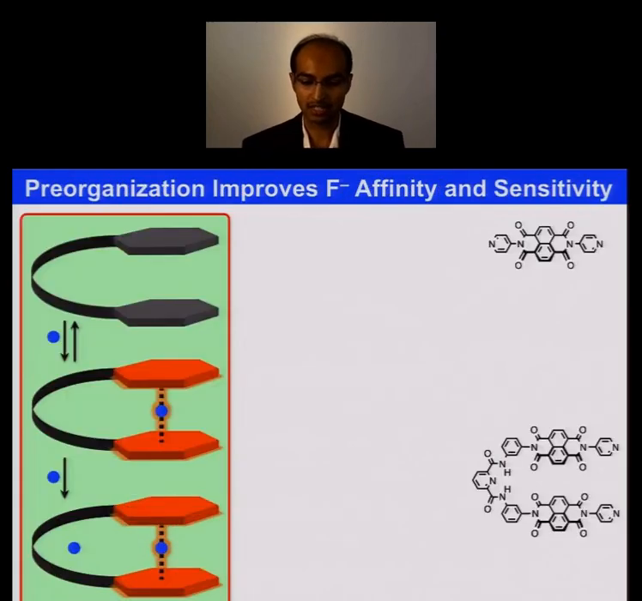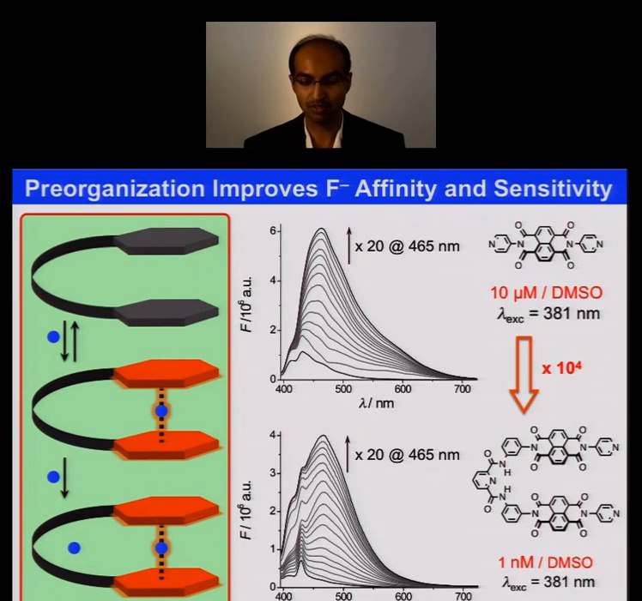We then postulated that the affinity and sensitivity of the NDI receptors may be improved if we pre-organize two of these NDI components in a single receptor molecule in which two NDIs will be overlapping with each other in a parallel fashion. To test that hypothesis, we used fluorescence spectroscopy and looked at the change in fluorescence intensity of these NDI receptors in the presence of fluoride.